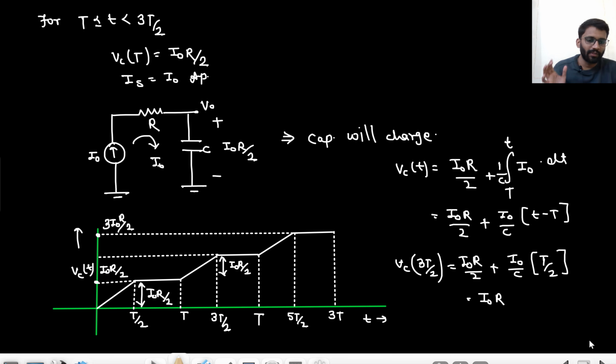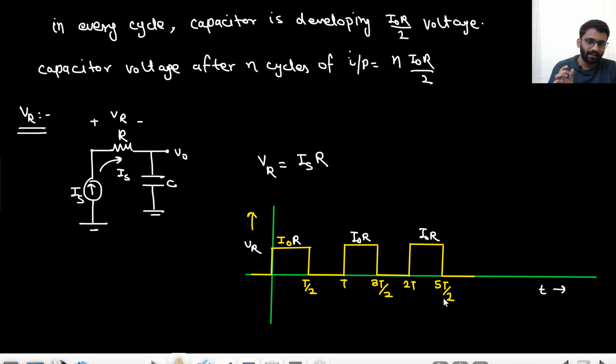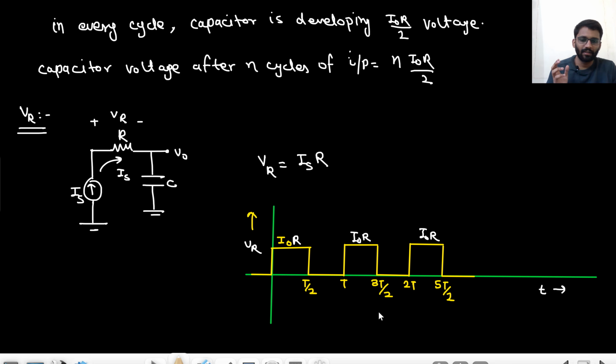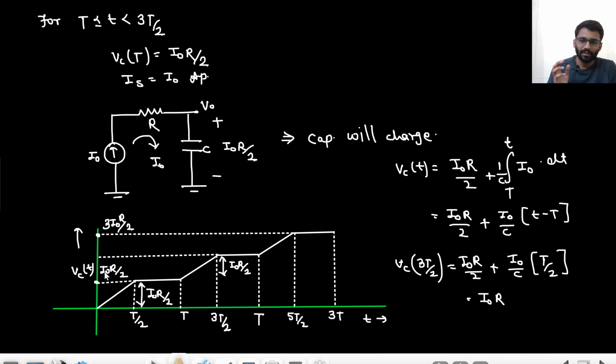For 0 to t by 2, what will happen? I naught R plus this waveform. So from I naught R, it will charge to 3 I naught R by 2. For t by 2 to t, what will happen? This is 0 plus only this voltage, that is I naught R by 2. So it will come down to I naught R by 2, then remain there.